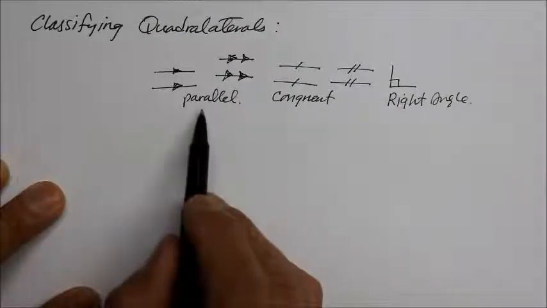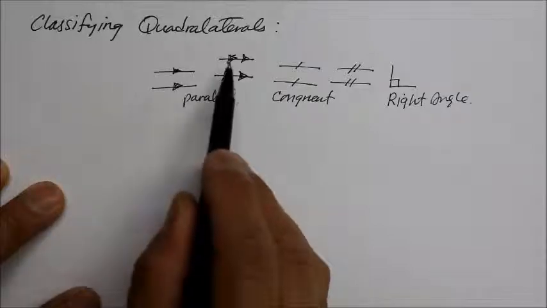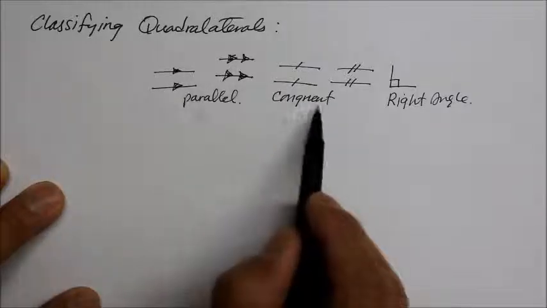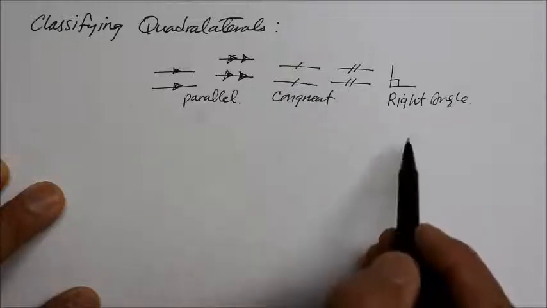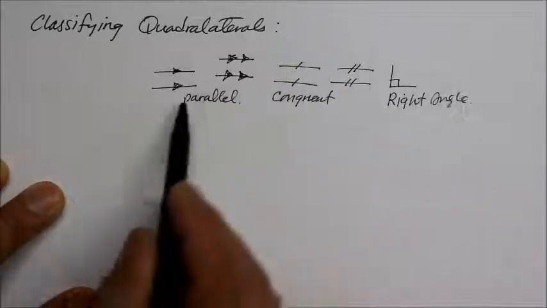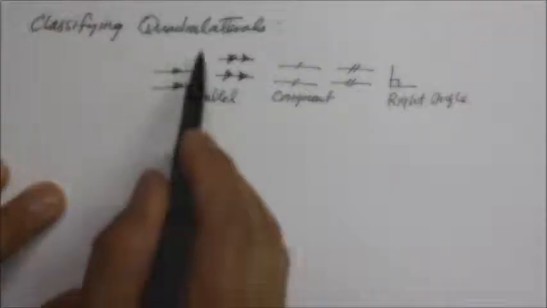Okay, so parallel, denoted by single arrows or double arrows. Congruent, either indicated by single notches or double notches. And right angle. These are the symbols you need to be familiar with when we're talking about classifying quadrilaterals.